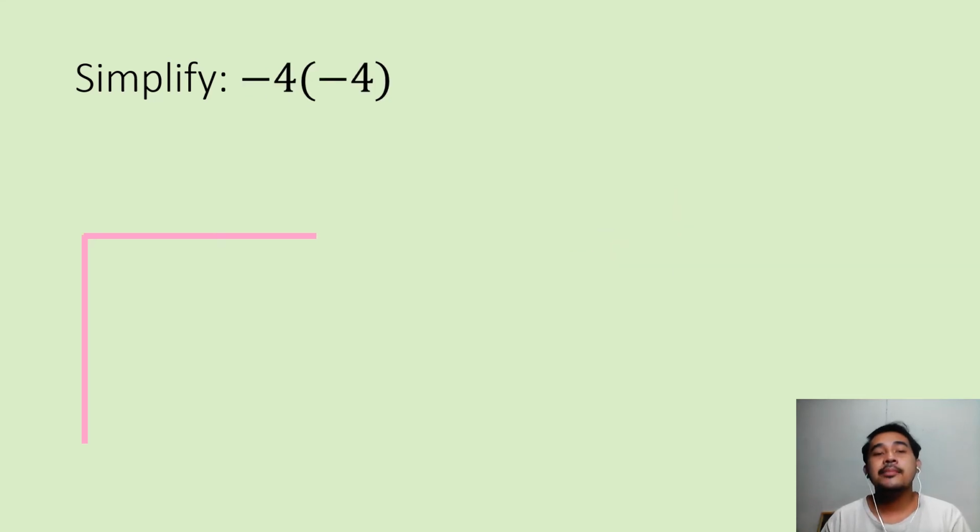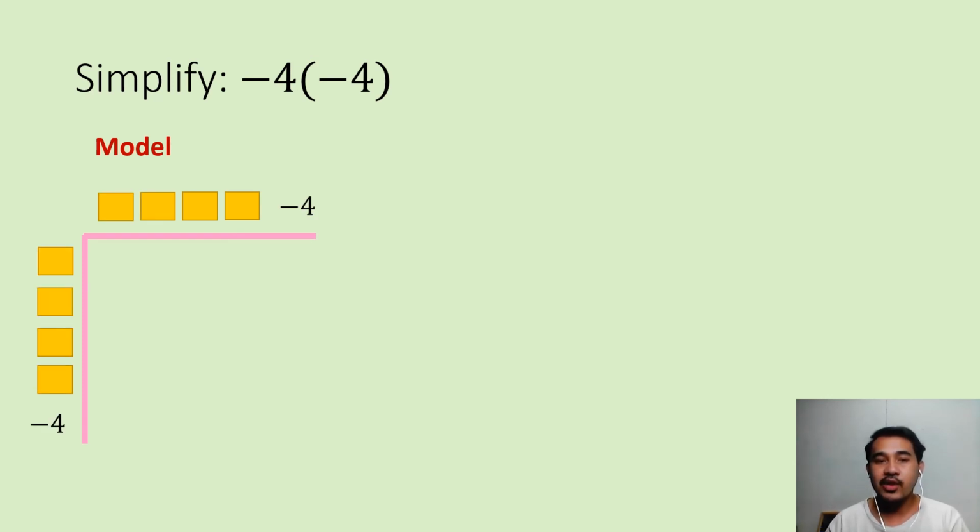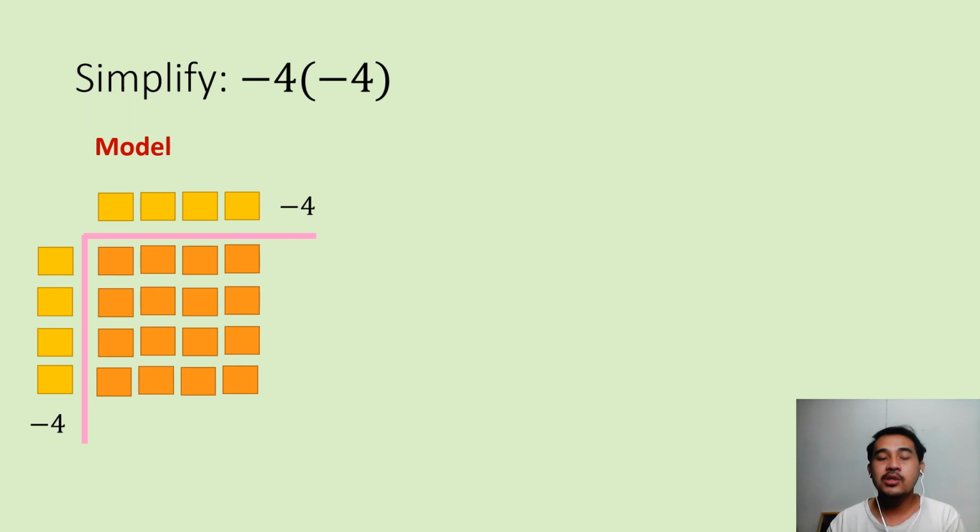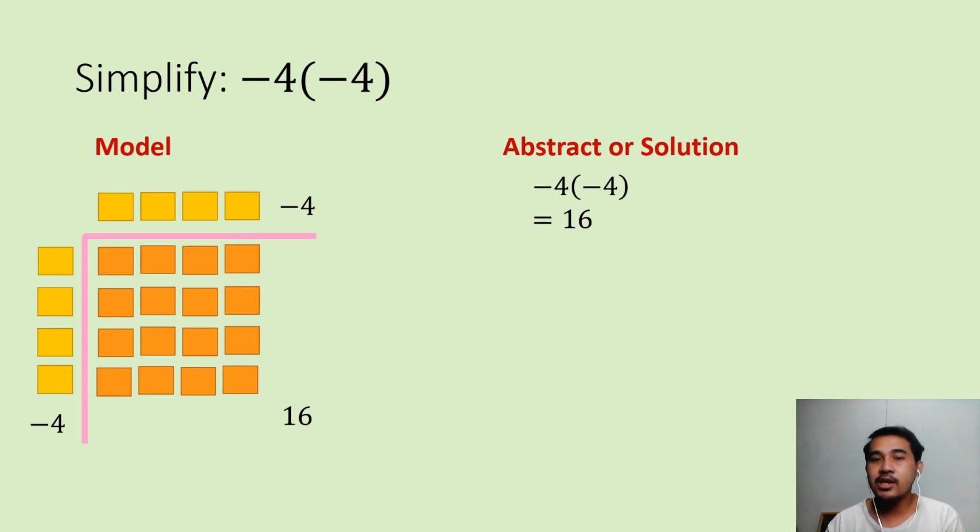Let's have another example, which is negative 4 times negative 4. The dimension is already there. Let's have first the model. You have negative 4, that's yellow, and for the vertical, it's negative 4. Multiplying one at a time, negative 1 times negative 1 is 1, an orange. Continuing that, and expediting, we have 16. In the abstract or solution, we have negative 4 times negative 4. That is 16.